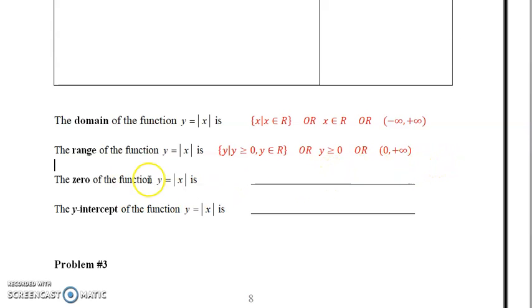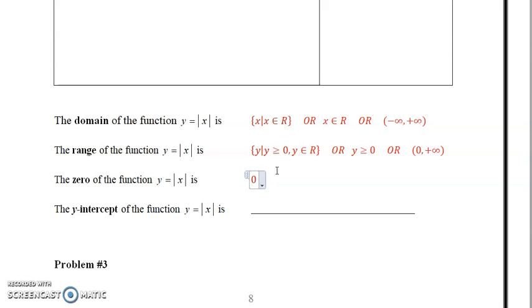Okay? The 0 of the function, so the 0 is what the x-intercept is. So in this case, it is just the point 0, 0 in this case, right?